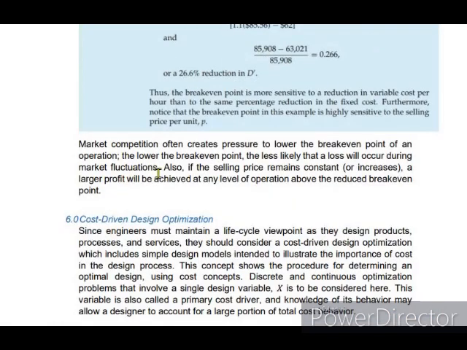Next, market competition often creates pressure to lower the break-even point of an operation. The lower the break-even point, the less likely that a loss will occur during market fluctuations. Also, if the selling price remains constant or increases, a larger profit will be achieved at any level of operation above the reduced break-even point. So, that is the market competition in real settings, how the market competition operates.